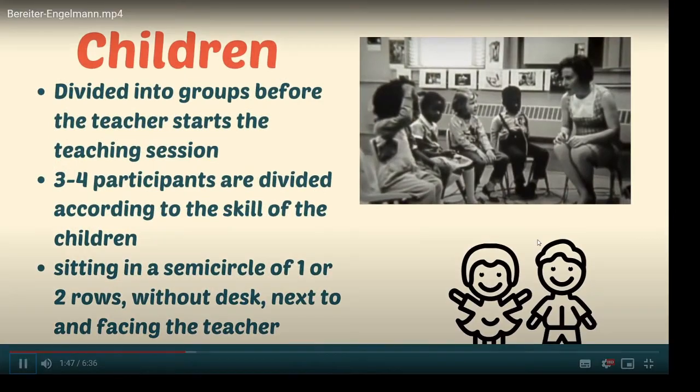Next, we have the children. So the children are divided into groups before the teacher starts the teaching session. Now, 3 to 4 participants are divided according to the skill of the children. And they are sitting in a semicircle of 1 or 2 rows, just like in the picture, without desks, next to and facing the teacher.